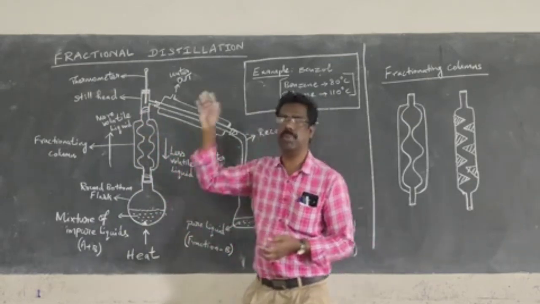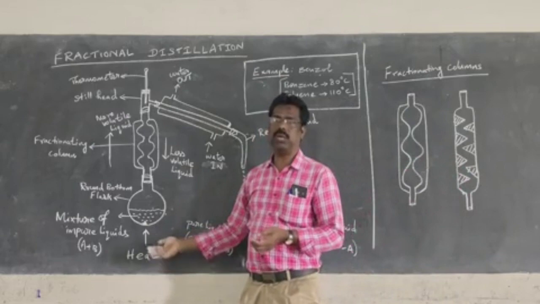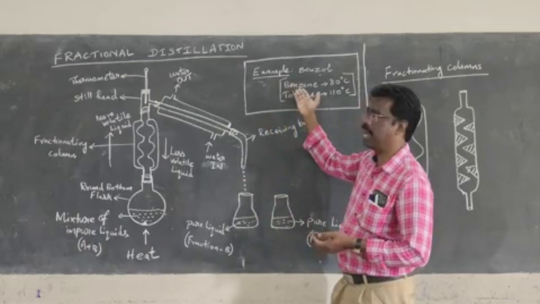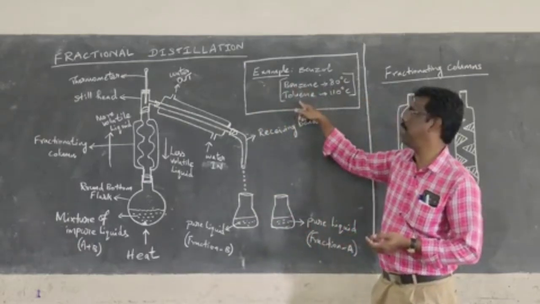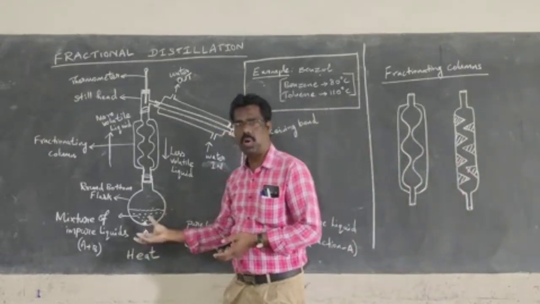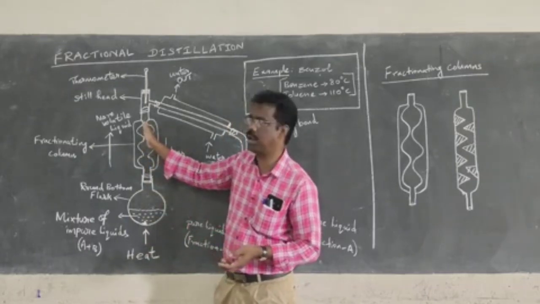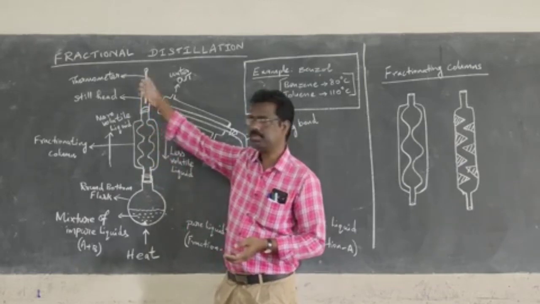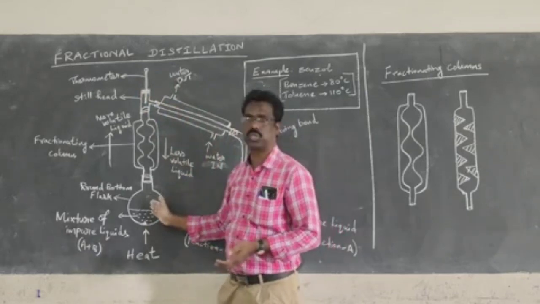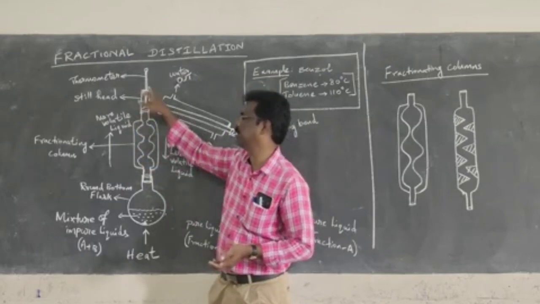Considering this example of benzene and toluene, while we are heating at 90 to 100 degrees, only the benzene gets evaporated, because the boiling point of benzene is 80 degrees and the boiling point of toluene is 110 degrees. So at the initial stage, only benzene alone gets evaporated and comes above the round bottom flask, through this fractionating column, to the still head. And if you are heating above 120 degrees, the toluene also gets evaporated and comes through the fractionating column to the still head.